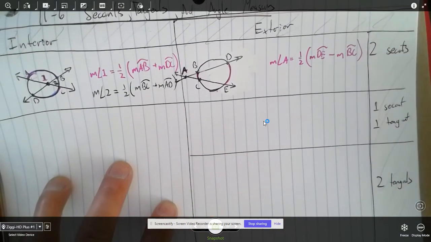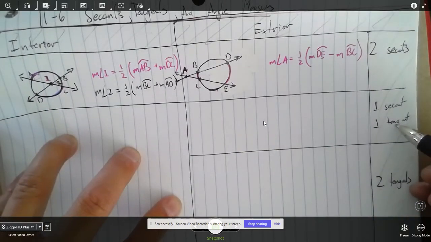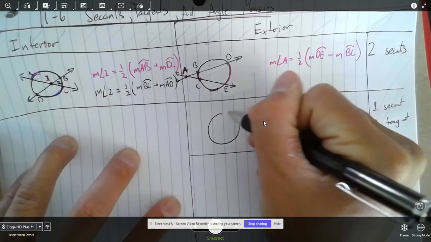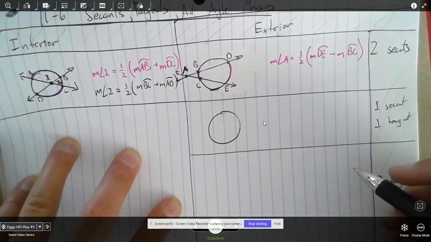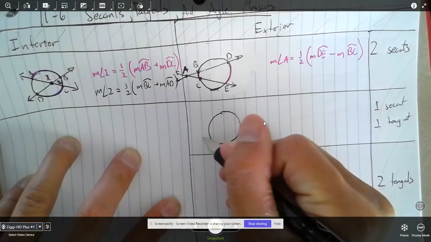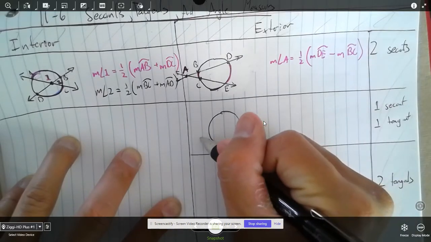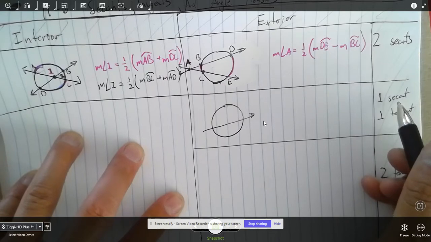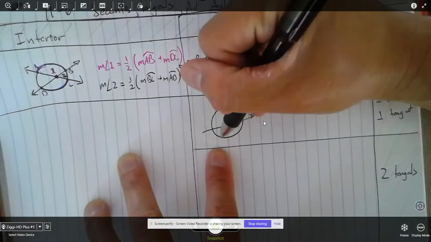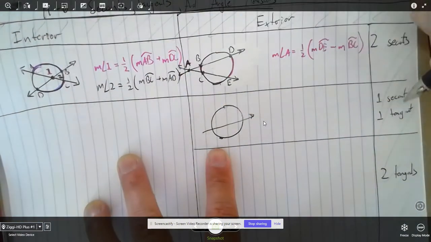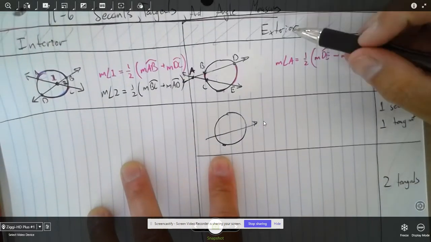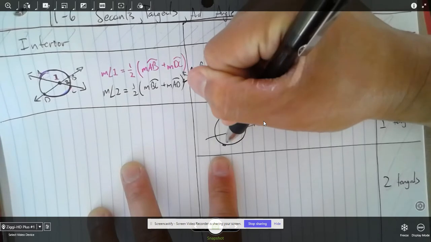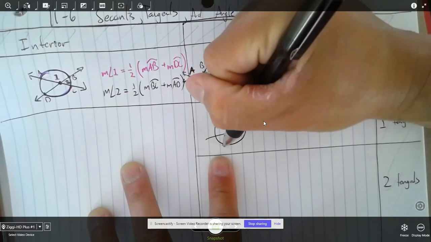Okay, so now we have one secant, one tangent. So what would that look like? There's a circle. I think I'm getting a little bit better with the circles. Okay, so here is the exterior. So that means we have one secant line and one tangent line, meaning there has to be a line that intersects this secant line on the outside, the exterior, but it has to be tangent to the circle, meaning it can only touch this circle at 1 point, not 2 points.